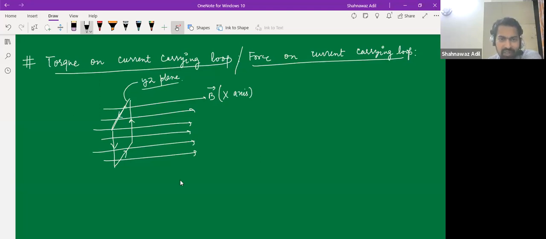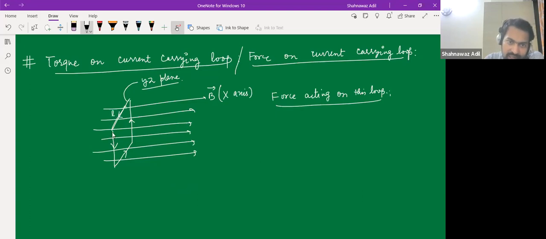Now we have to calculate the force acting on this loop. So we have to figure out what force is acting on this. The dimensions of this loop are, let's say, this is L and this is B, so the total area is L into B. Okay, so let me summarize the direction.